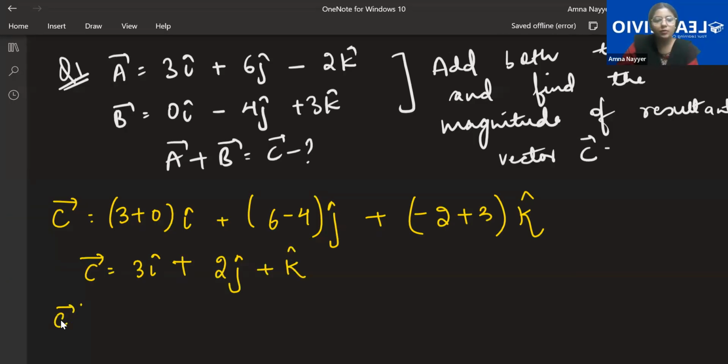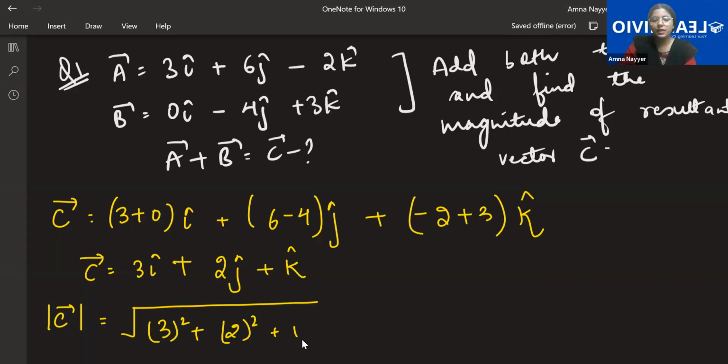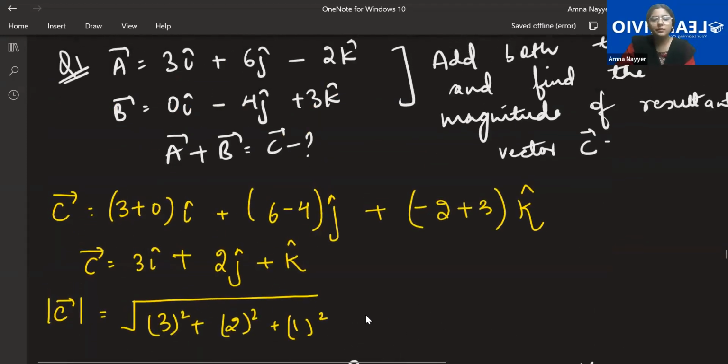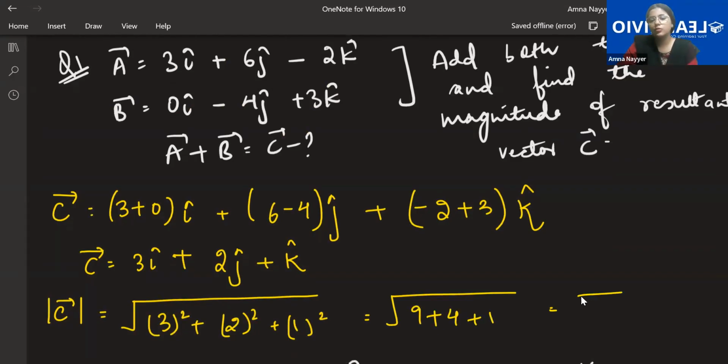Now we need to find out its magnitude. So magnitude is given by the square root of 3 squared plus 2 squared plus 1 squared. This can be written directly as 9 plus 4 plus 1. Root 14 is the answer to this question. Is that clear? Yeah, ma'am. Please write it.